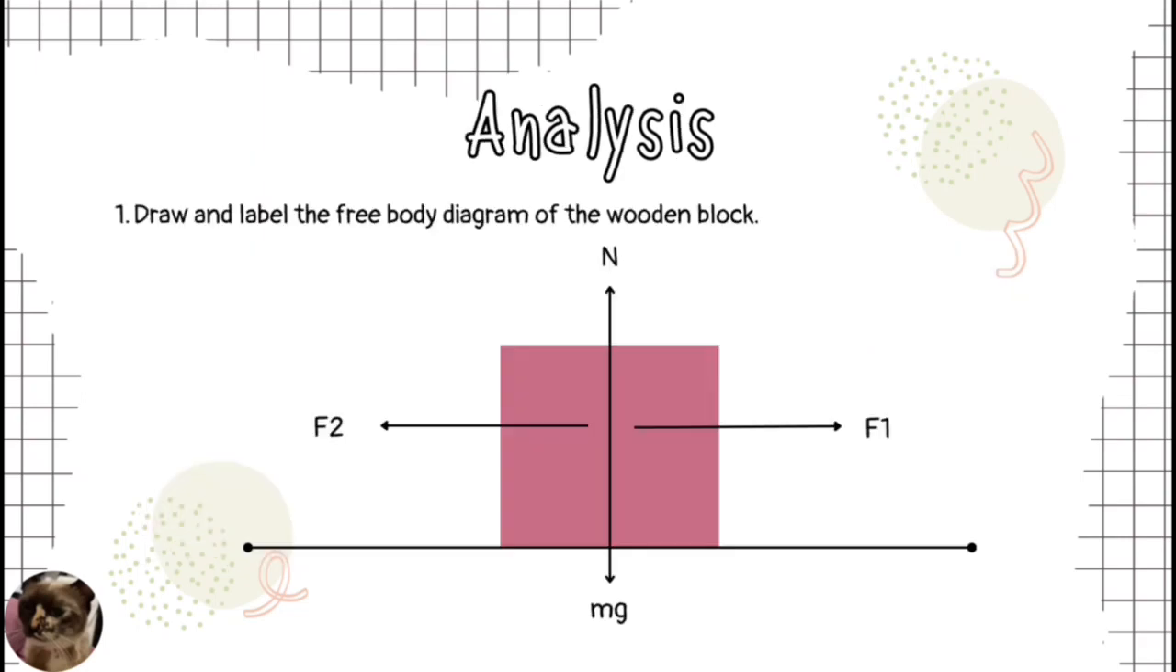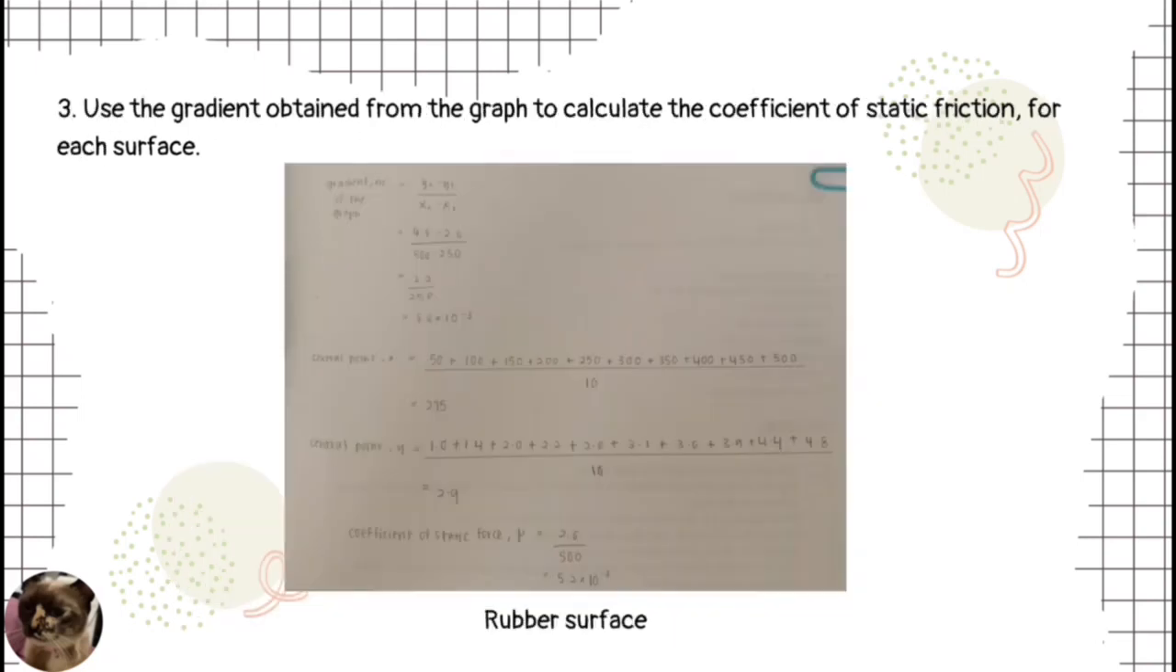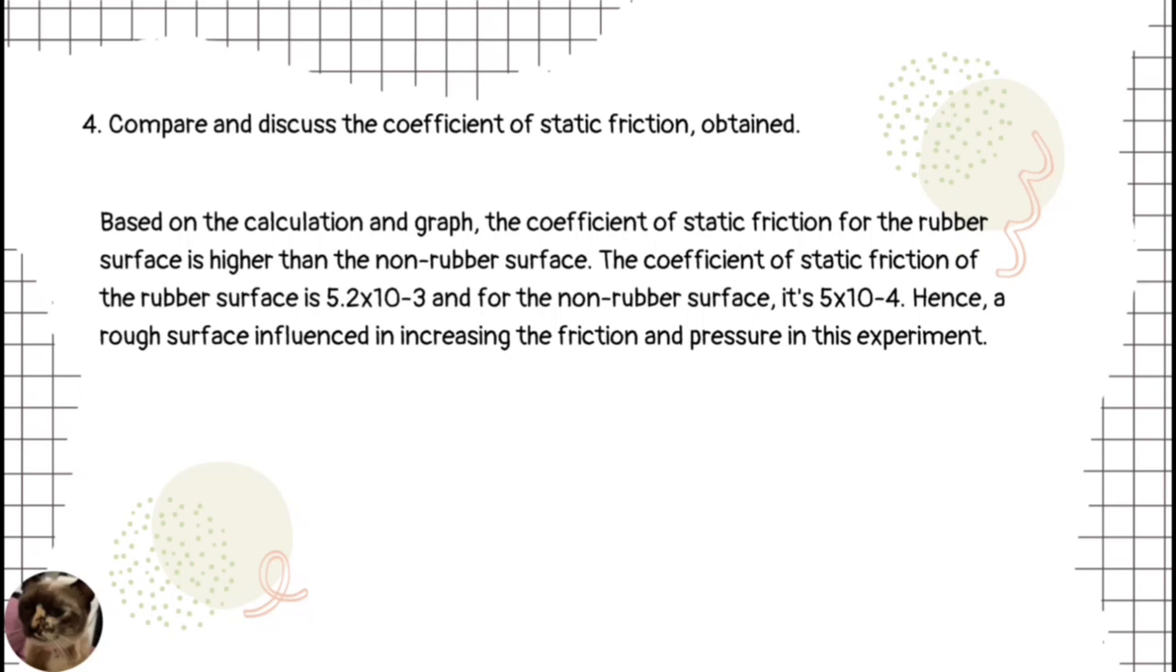For the analysis, we have drawn the free body diagram of the wooden block as shown on the slide. For the second one, we have plotted the graph of static friction force against normal force N for the rubber surface and non-rubber surface. The third one, we use the gradient obtained from the graph to calculate the coefficient of static friction for each surface, the first being the rubber surface and the last the non-rubber surface. For the last analysis, we compare and discuss the coefficient of static friction obtained.